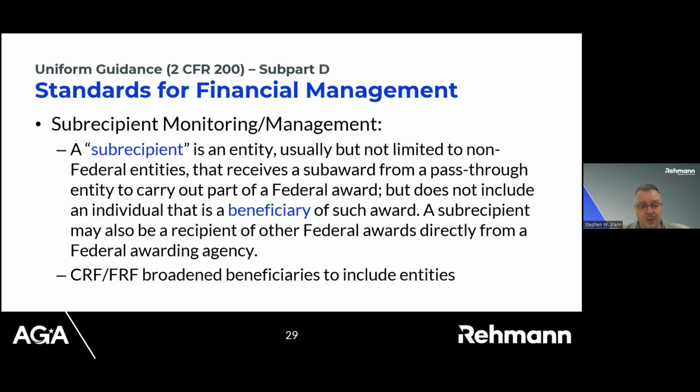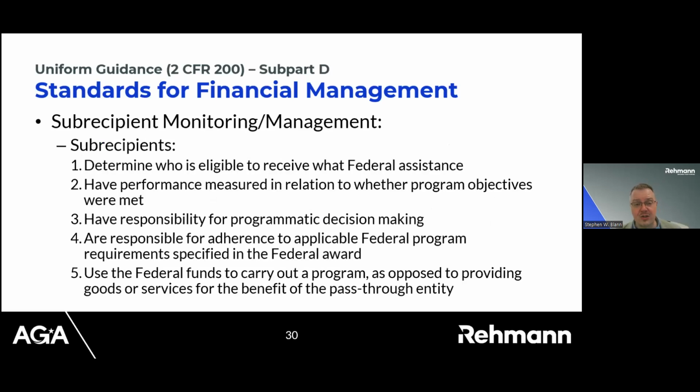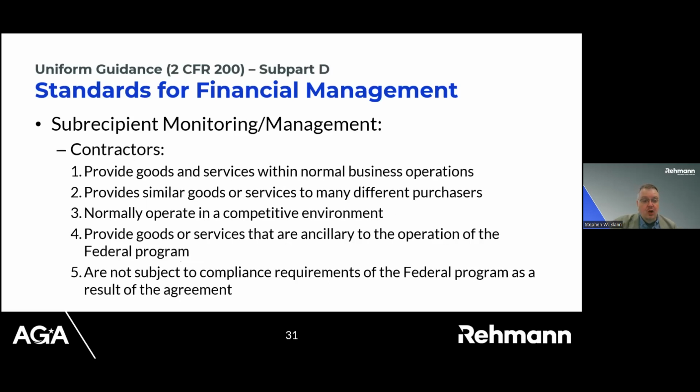So how do I know if I'm a subrecipient? Well, there's a list of factors that lean more subrecipient related. Do you determine eligibility? Is your performance tied to program performance? Have you been given programmatic decision making? Have you been specifically told in your award that you're supposed to follow federal compliance requirements? And basically, are you carrying out a program rather than providing goods and services? On the flip side, we actually have contractors who provide goods and services in the normal course of business operations, maybe to different purchasers and a competitive environment. And those goods and services are used in a program, but they're ancillary to the program itself.